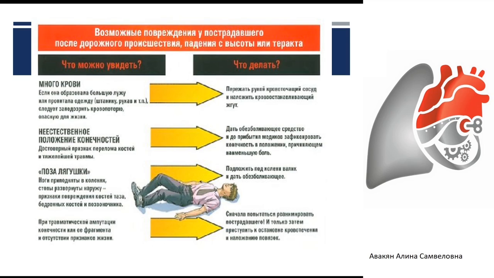Unnatural position of the limbs is a reliable sign of bone fracture. It is necessary to give an anesthetic and fix the limb before the arrival of doctors.